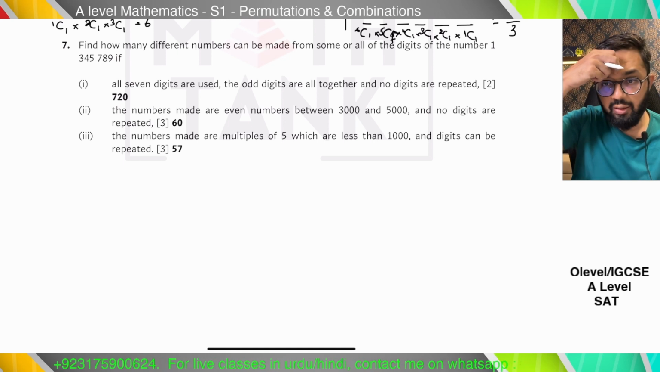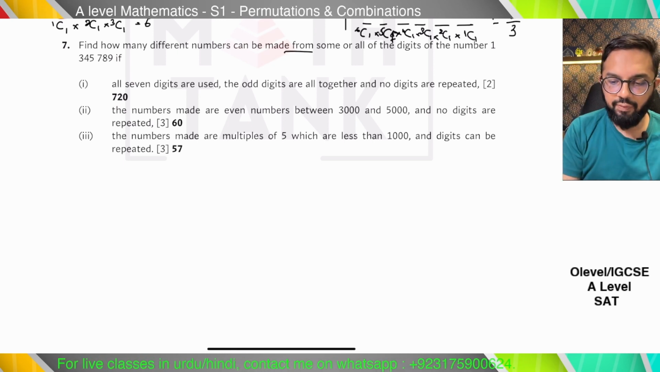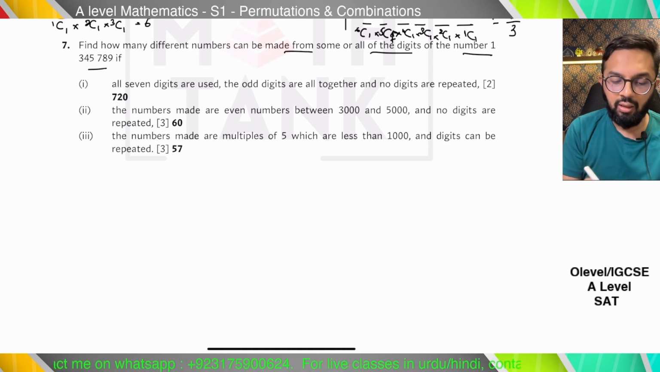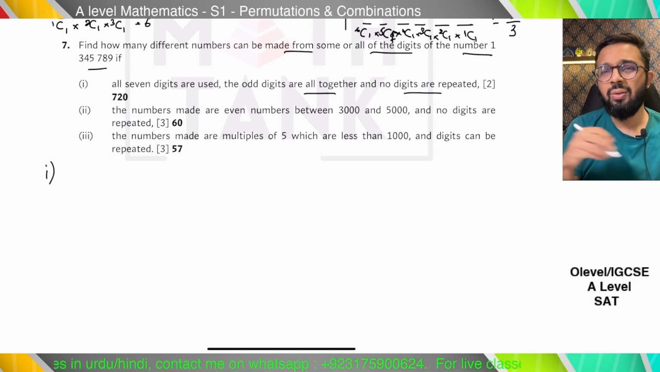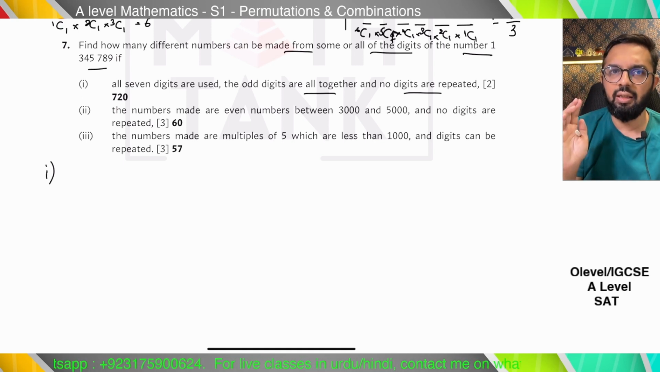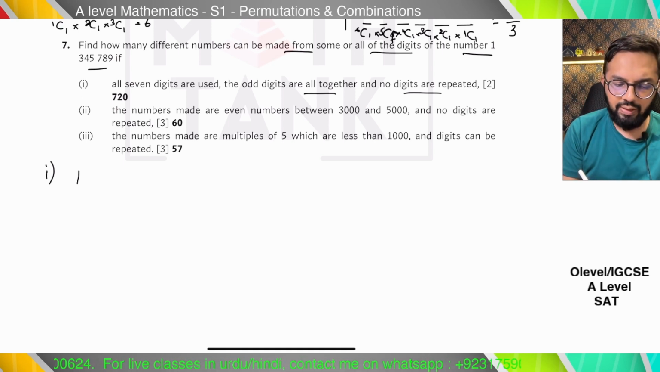It says find how many different numbers can be made from some or all of the digits of the numbers 1, 3, 4, 5, 7, 8, and 9. If all 7 digits are used, the odd digits are all together and no digits are repeated. So when you're using all of them together, you can use the same idea that you had in letters. None of them are being repeated. How many are odd? The odd ones are 3, 5, 7, and 9.